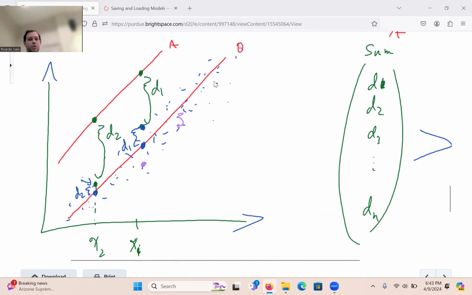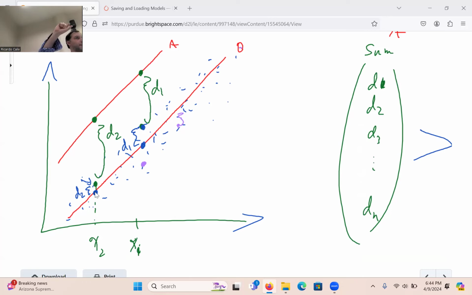So I look at x2, right? And for x2, the real value is this green dot. If I plug x2 into my model B, which is a function, I get this blue dot over here. So now I take the difference between them. That means this little straight line between the green and the blue. That's the difference, just for that point. Okay? Then I repeat the exercise for x1.